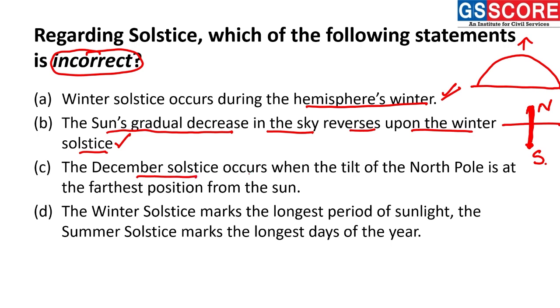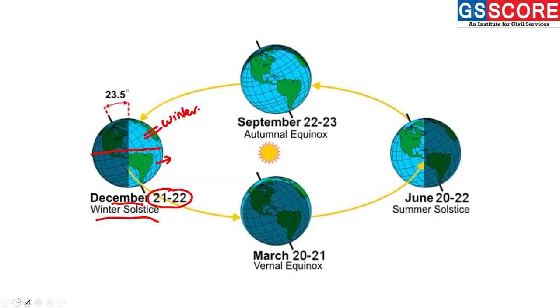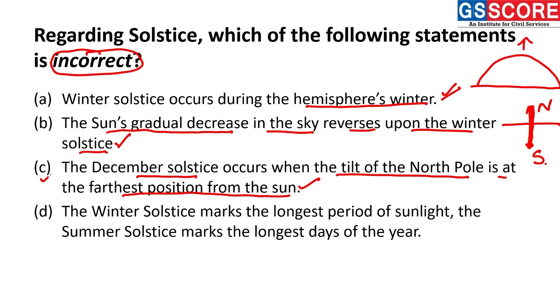Statement 3 is the December solstice occurs when the tilt of the North Pole is at the farthest point from the sun. This is also a correct statement, because in this situation the North Pole is farthest from the sun, and during this period this region of the North Pole experiences a 6-month period of night, and a 6-month period of day during the summer solstice, thus making this statement correct.